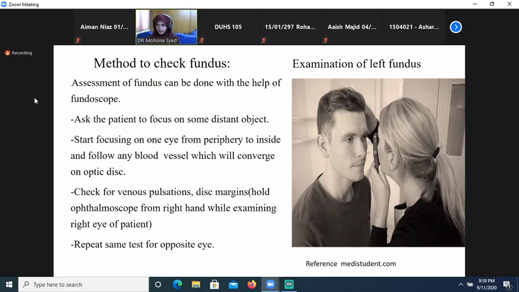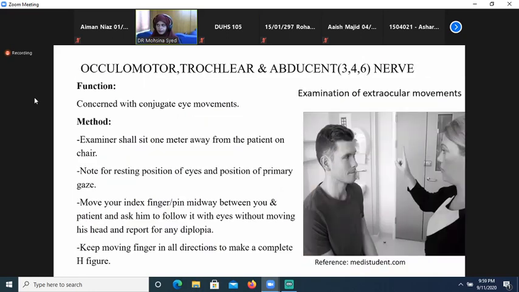Now the 3, 4, 6 cranial nerves: oculomotor, trochlear, and the abducent. This is concerned with the conjugate eye movement. Now for this, again, the examiner shall sit 1 meter away from the patient on a chair.